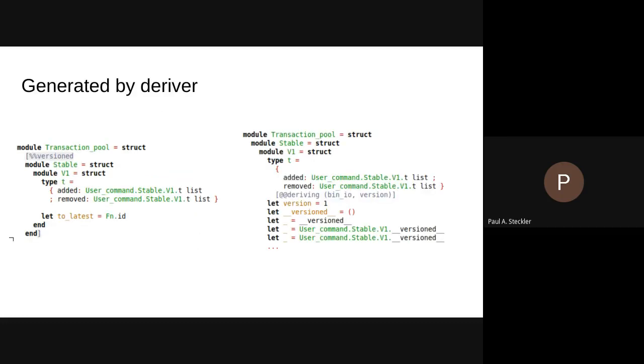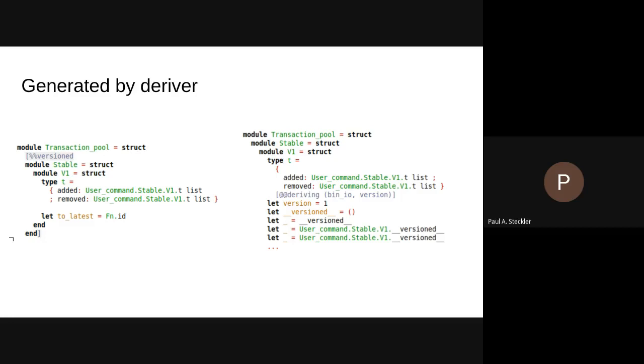Okay, so here's an example of what is generated by the combination of the version annotation on modules and the version deriver. On the left-hand side, you see that we've annotated the module Stable within Transaction_pool, and on the right-hand side, you see we have the deriving bin_io and version, which doesn't appear on the left-hand side. We also have the definition of a value called version, which is 1 in this case because it's V1. That's automatically determined by the name of that module.